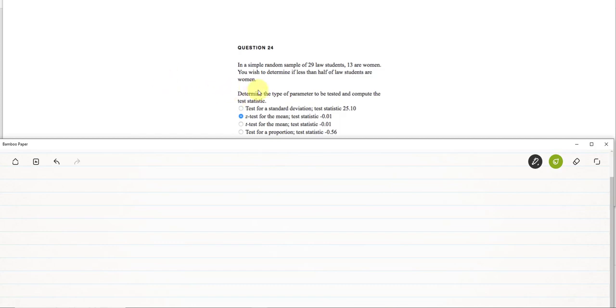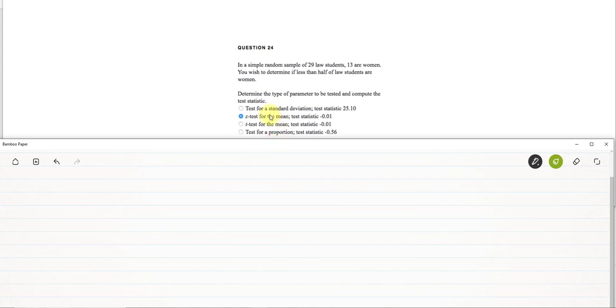This is the next question. In a simple random sample of 29 law students, 13 of them are women. You wish to determine if less than half of the law students are women. So in this question, they ask you to find if less than half of them are women. So they ask you for the ratio, which is the proportion. So in this test here, you are looking for the test for the proportion.